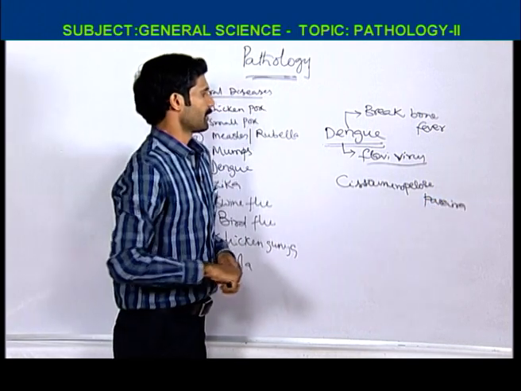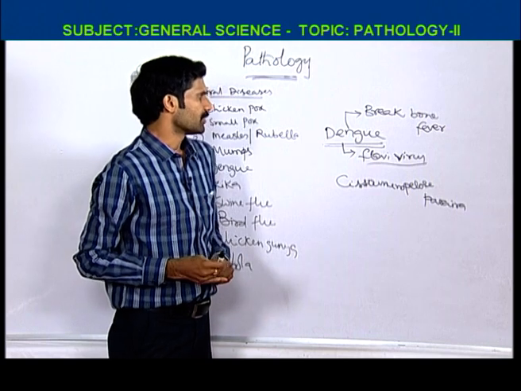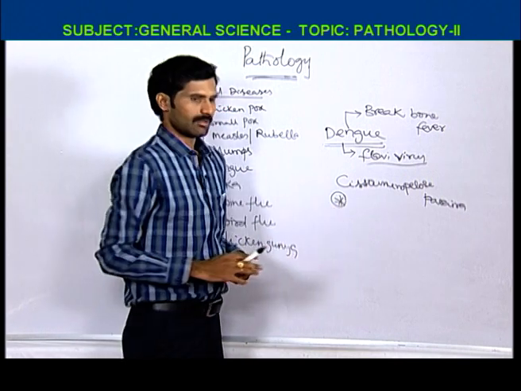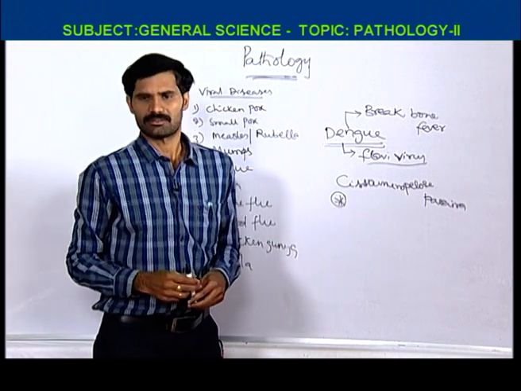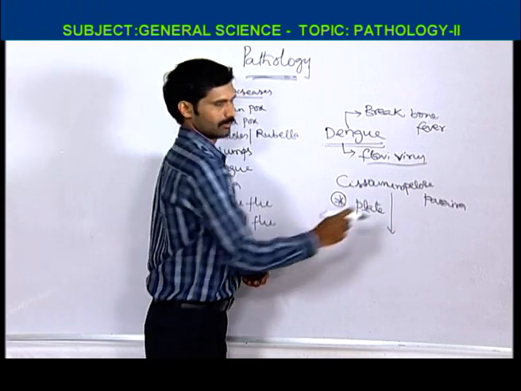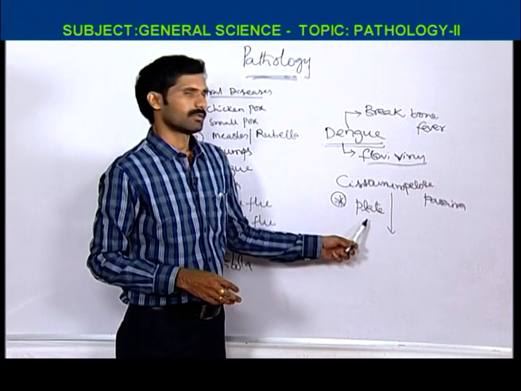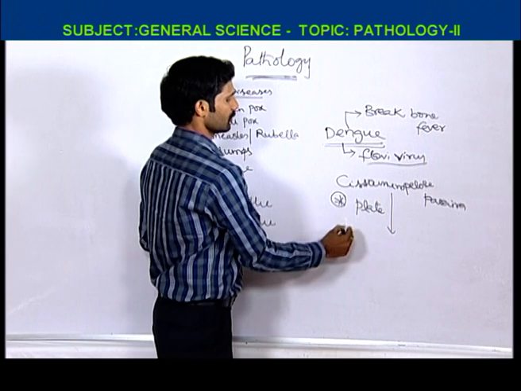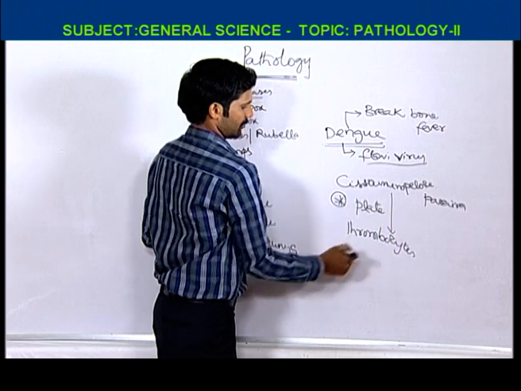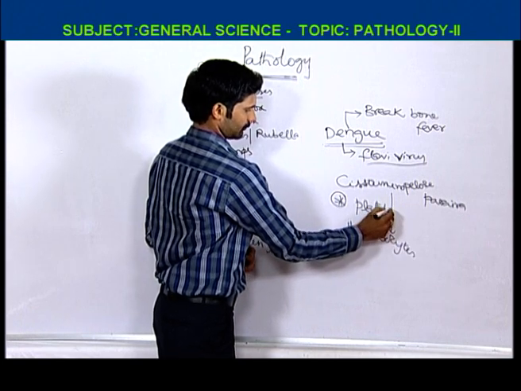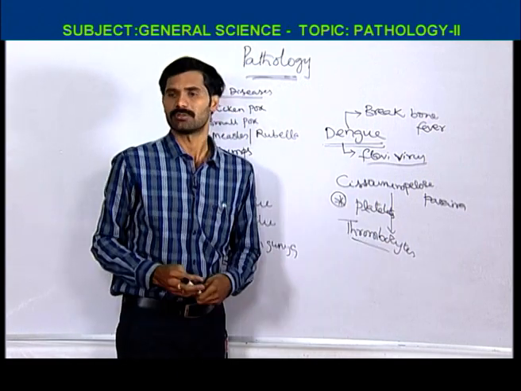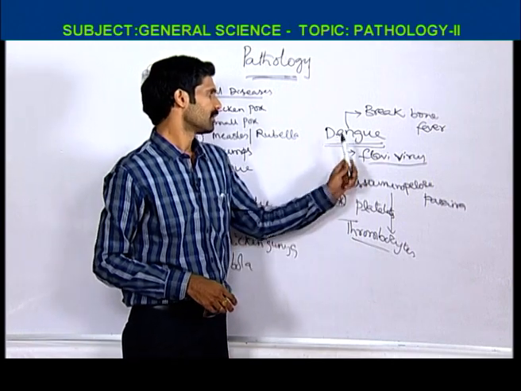One of the important characteristic features of dengue is that the platelet count falls or reduces. Platelets are a type of blood cell, also called thrombocytes. Platelet count falls in dengue.